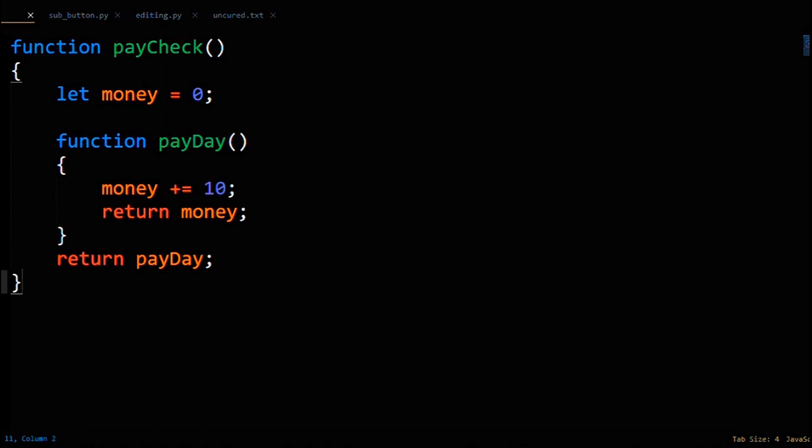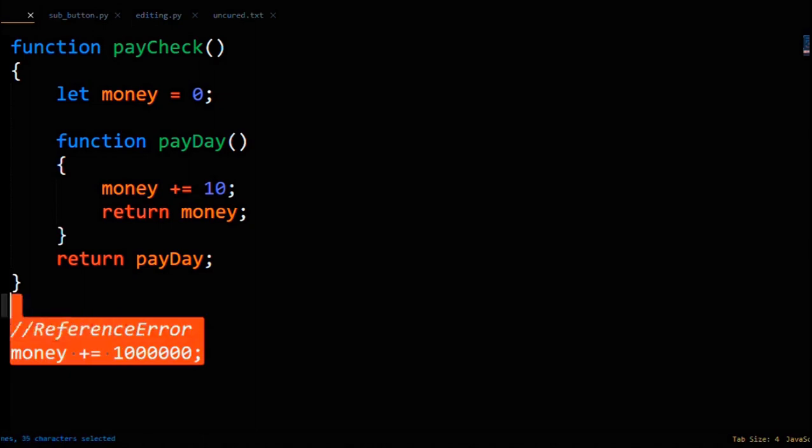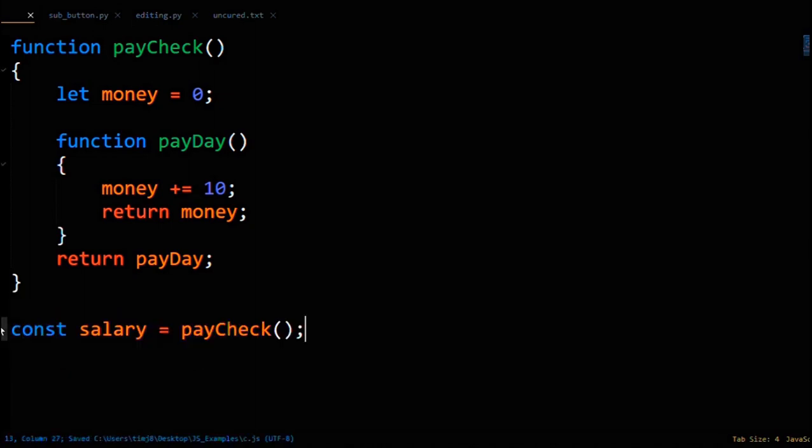The first thing this achieves is you can't give yourself a small loan of $1 million. If you try to do money plus equals $1 million, you'll get a reference error because money isn't defined in the global scope. Going further, let's define a const salary variable that equals calling the function paycheck. This effectively gives you access to the key topic of this video, a closure.